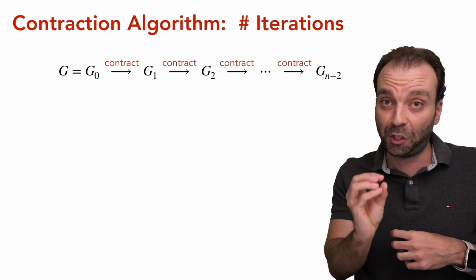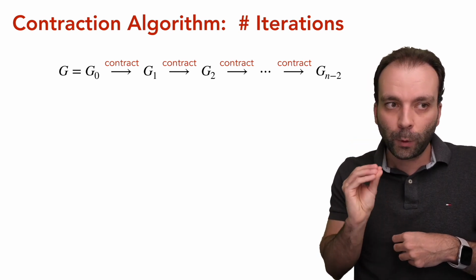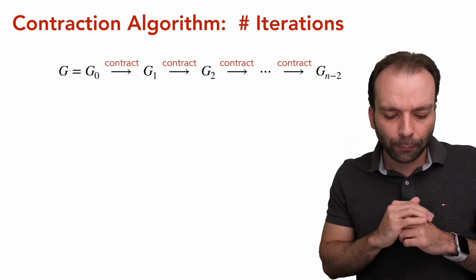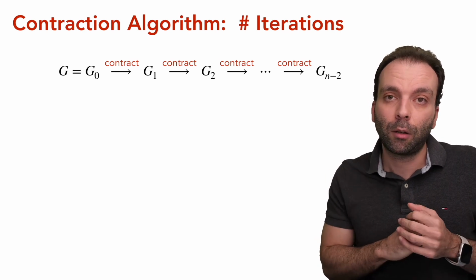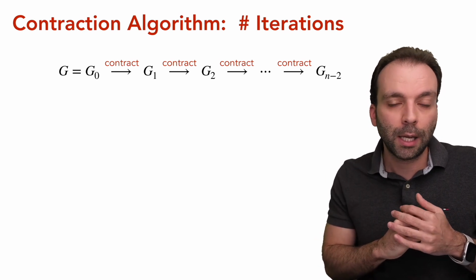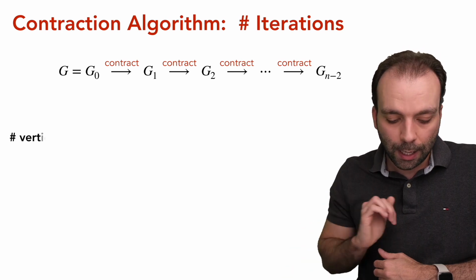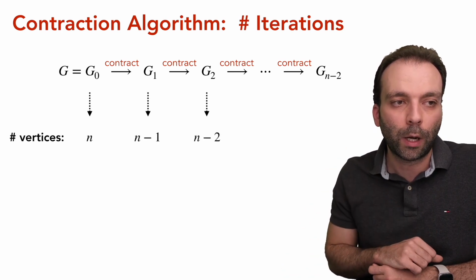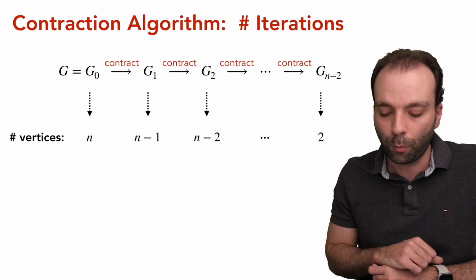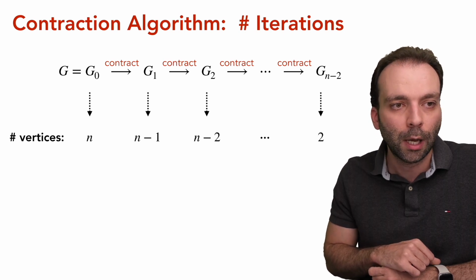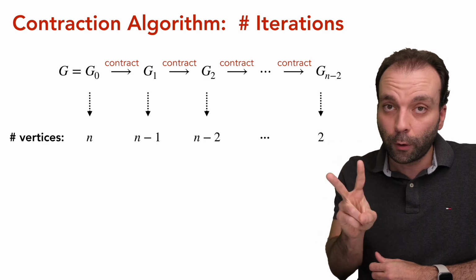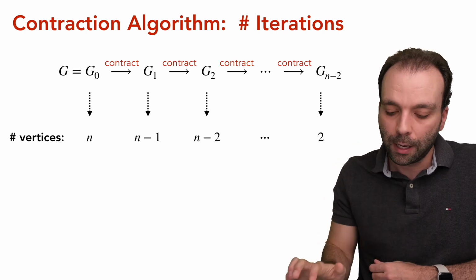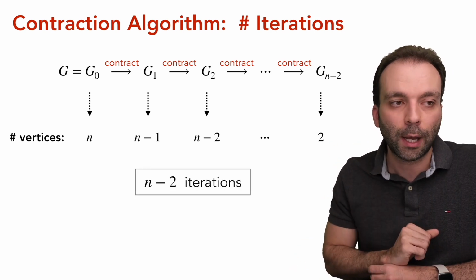So I'm going to denote by G sub I the graph that we have after I contractions, after I iterations. And as we said, the number of vertices goes down by exactly 1 at each iteration because we're merging two vertices at each iteration. We stop when there are two vertices left, so that means we have n minus 2 iterations for that reason.